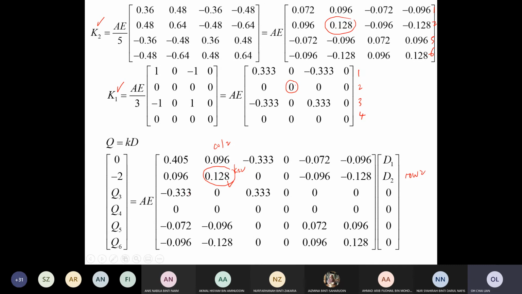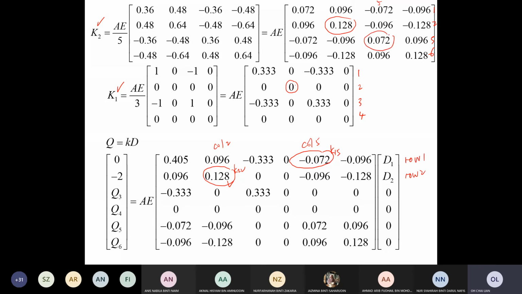Maybe I try another one for you. Let's say 1, 2, 3, 4, 5. This is K15, which means column number 5, row number 1. Row number 1, column number 5. So I go to here only. K1, there are no 5 elements, I mean the column of 5. So I have this one. Column 5 is here.